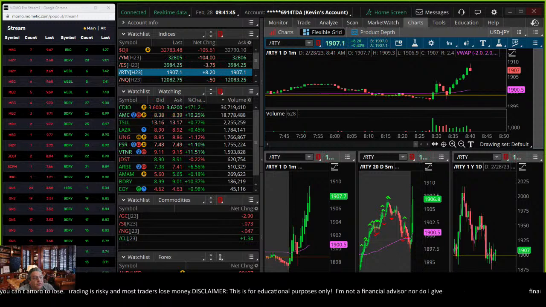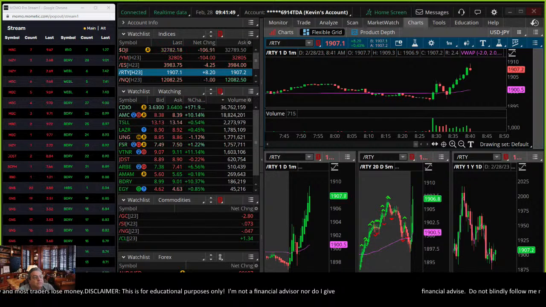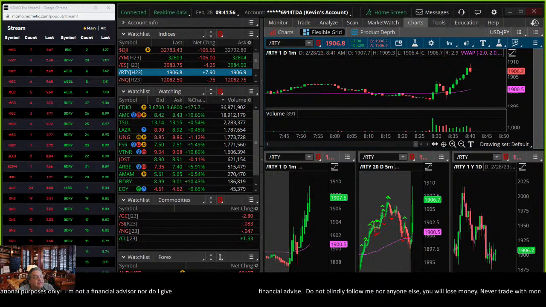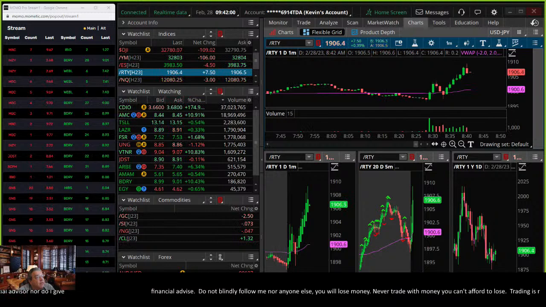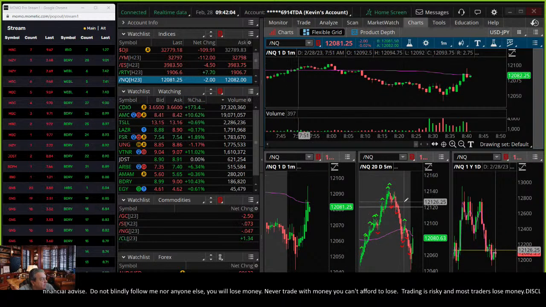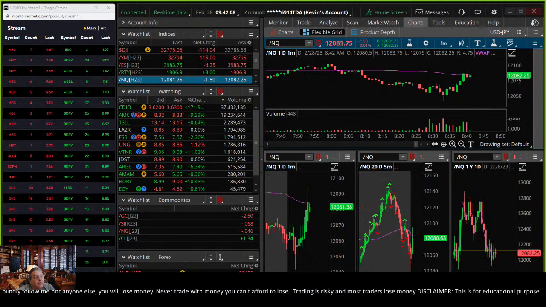Let's clear the drawings. Okay, still like to buy the mini NASDAQ. It's got to run up here though. Let's look at mini NASDAQ. Still waiting for these highs to take out. 121.20, that area is going to be a good area to buy into the mini NASDAQ.